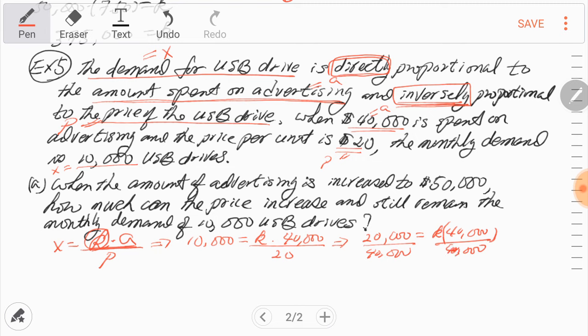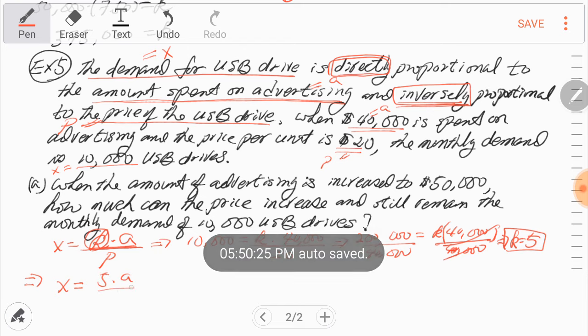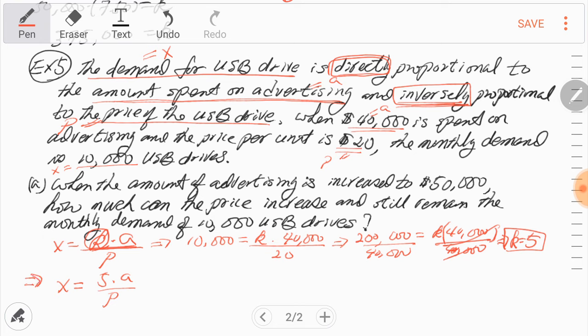Okay, then K equals, multiply 20,000. Okay, 20,000 is 200,000. Sorry about this one. This is 200,000. So divide each side by 40,000, then this will give us K equals 5. Okay. So K value is 5. So our new equation is the demand is 5 times A over P. So this is the mathematical model.